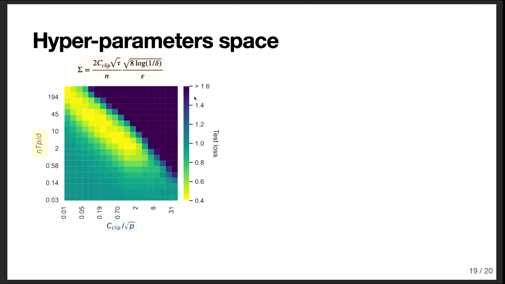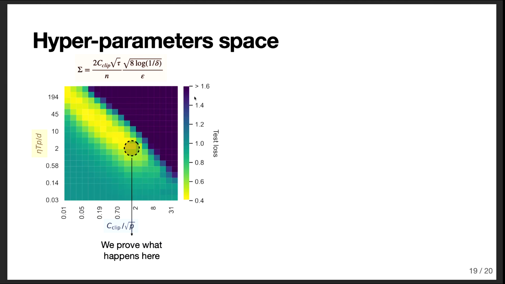Two last plots. Let's look at the full hyperparameter space. On the x-axis, I'm plotting the clipping constant, renormalized by the square root of p. This is more or less the scaling that we propose. And here, the time, again, rescaled by what we propose. So our proof exactly happens in the center of this plot. And you see that yellow is good here. Yellow is low test loss. Exactly in this point, you have good performances.